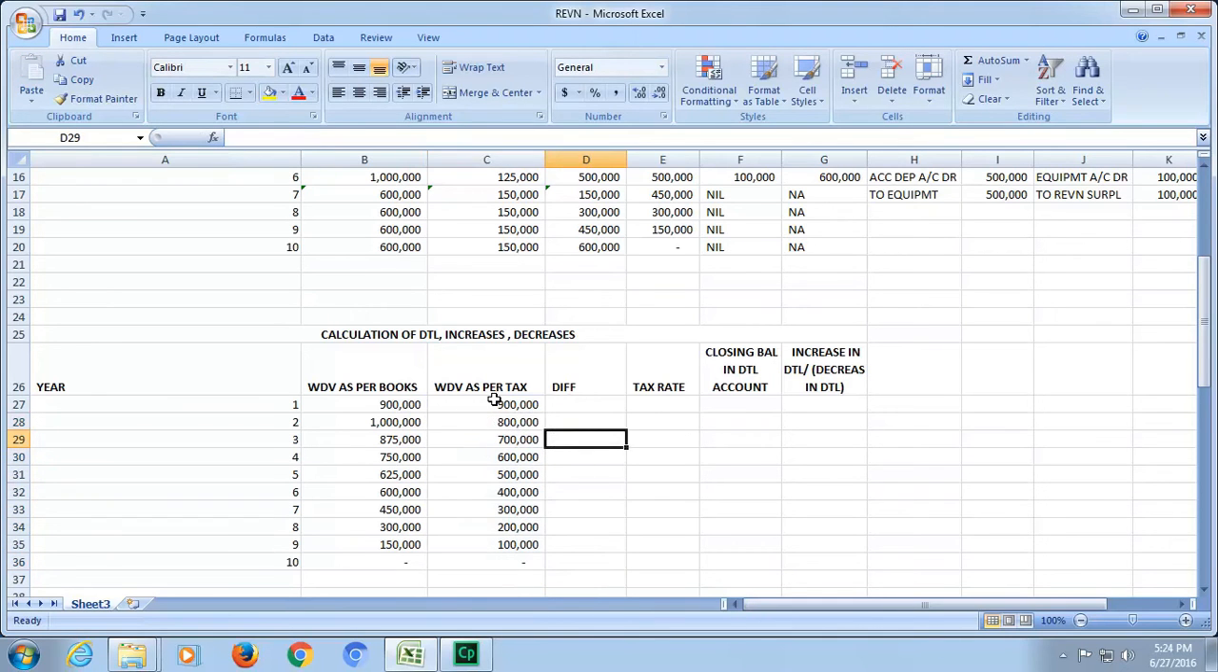You can continue to take the same calculation. So here we see only 1 lakh rupees is being depreciated every year, that is based on original costs. So there is no impact of revaluation on the calculation of depreciation for tax purpose. Now let us compute the difference between the WDV as per books and WDV as per tax.